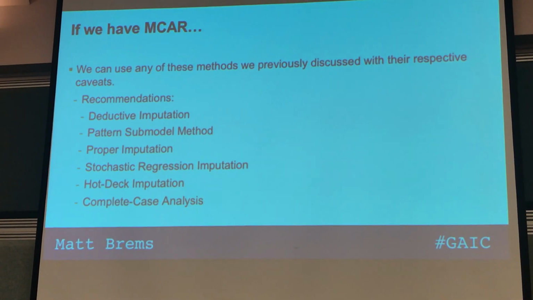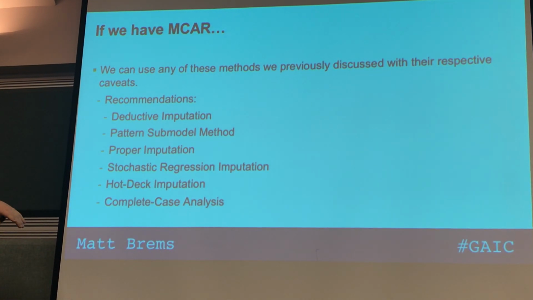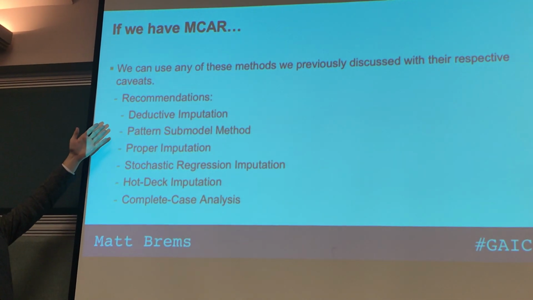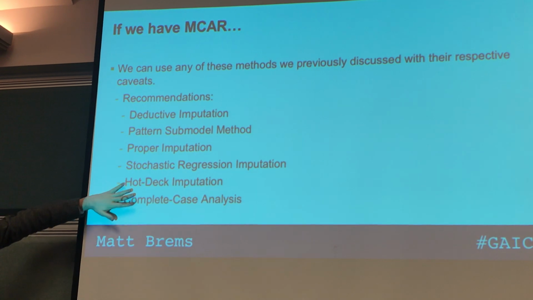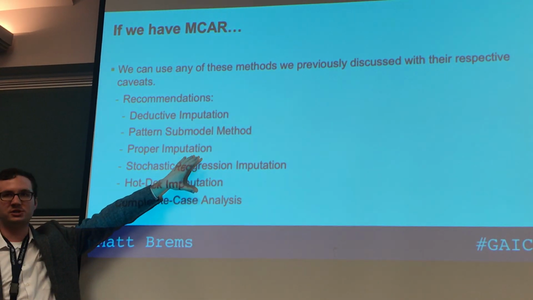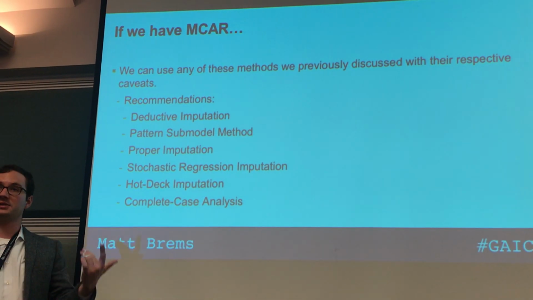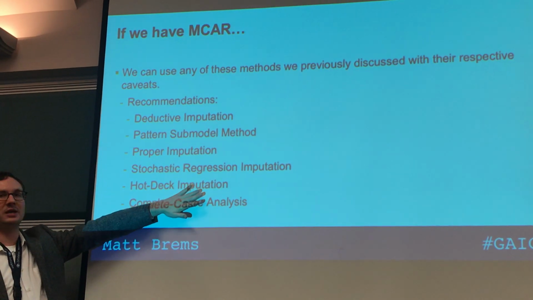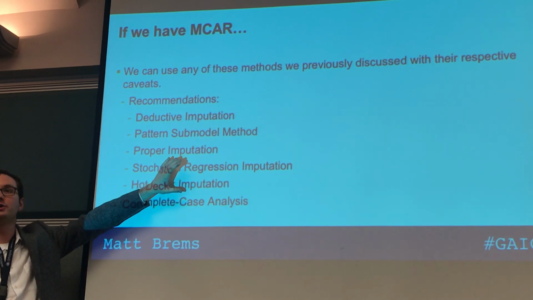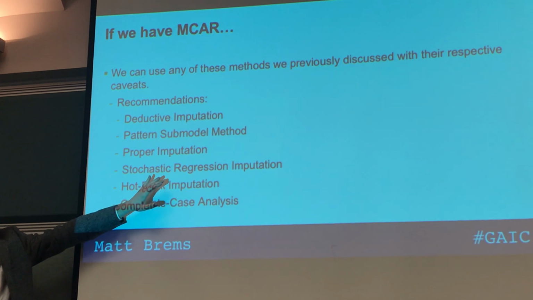If your data are missing completely at random, if you choose to check that out, you can use any of those methods that I previously discussed with their respective caveats. So for example, you can use stochastic regression imputation or hot deck or whatever, but these are still invalid methods of imputation. What I mean by that is you're still underestimating your variance. Just because your data are missing completely at random doesn't fix that. However, if you say, look, I don't have time to do the pattern submodel approach or proper imputation, you could consider doing those. It still has those earlier caveats, but your results should be unbiased if you choose to do that.